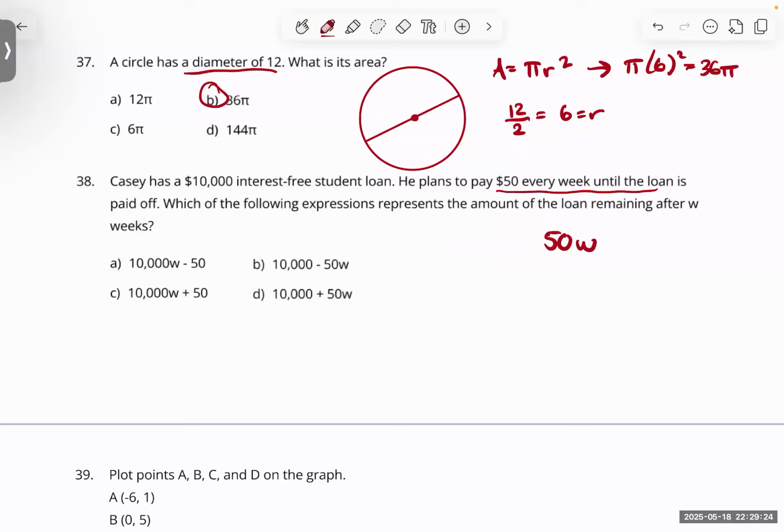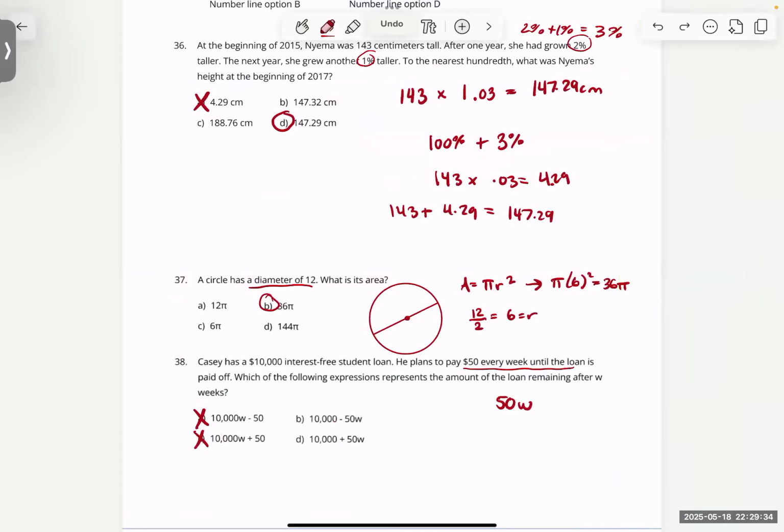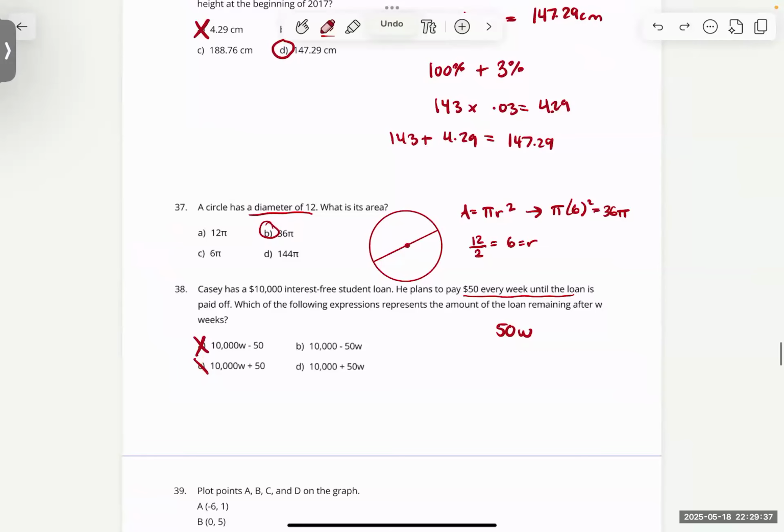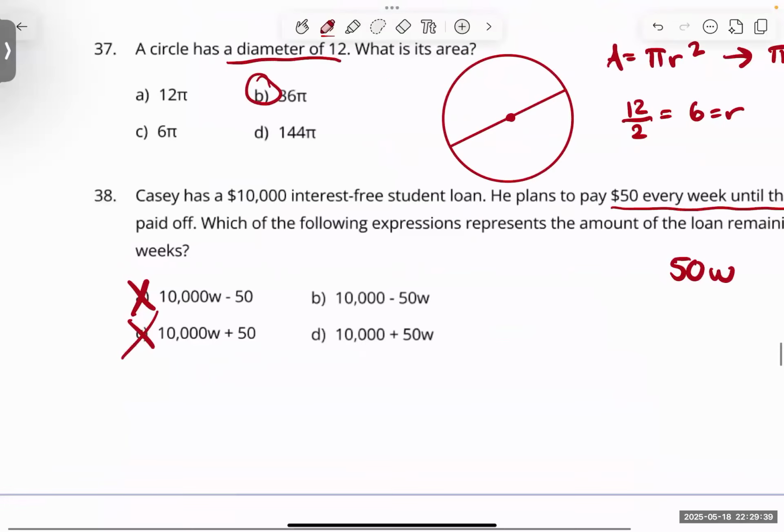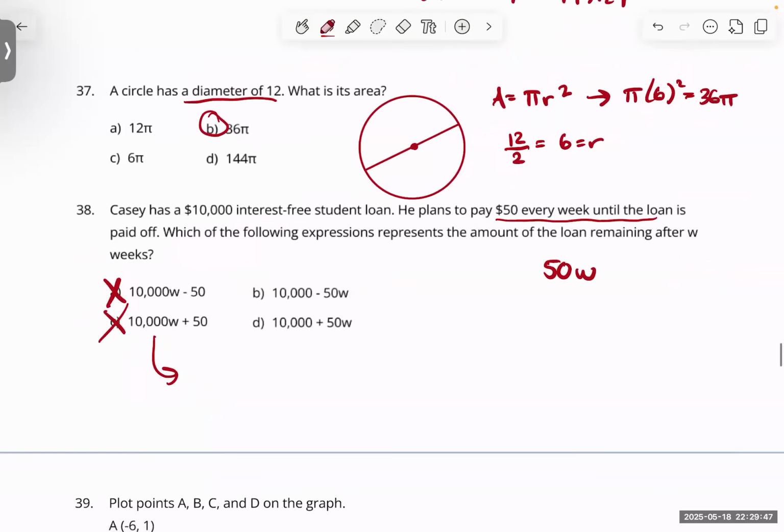Now, right off the bat, two answer choices don't make any sense to me. It's A and C. Why? Because it says 10,000 times W. This is wrong because it's essentially saying he's paying $10,000 per week. This dude is not Jeff Bezos, okay? That's not what the question is saying. It's saying he pays $50 a week. He has a 10,000 interest-free student loan. That means he pays it once. He's not multiplying it by the number of weeks. That's why A and C don't make any sense.